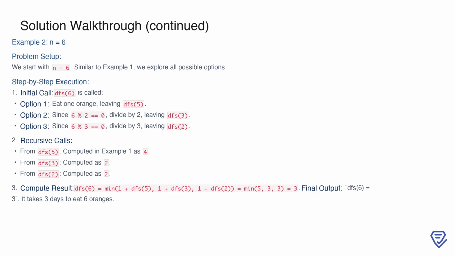Similarly, dividing by 3 is also valid, leaving us with DFS 2. From our previous computations, we know that DFS 5 takes 4 days, DFS 3 takes 2 days, and DFS 2 also takes 2 days. Combining these, we calculate that DFS 6 is the minimum of 1 plus DFS 5, 1 plus DFS 3, and 1 plus DFS 2, which equals min(5, 3, 3) equals 3. Thus, it takes 3 days to eat 6 oranges. This example highlights how memoization allows us to reuse previously computed results, significantly simplifying our calculations.